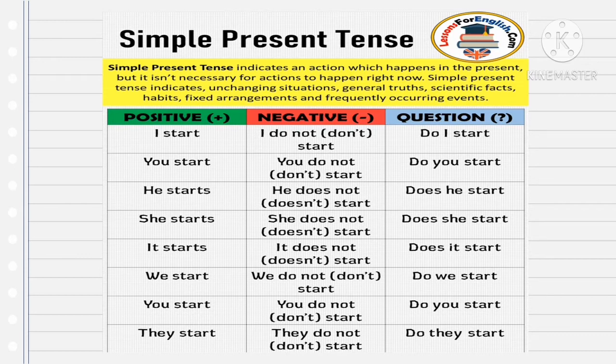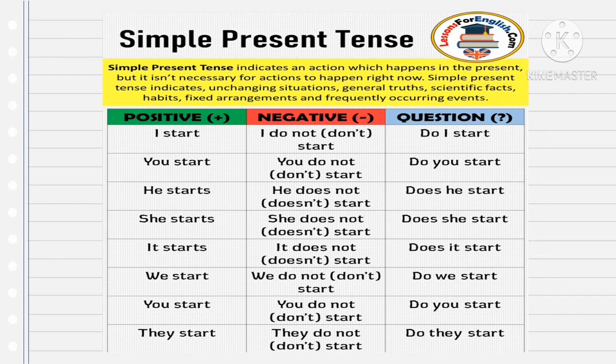So, in this slide, I'm going to give you a little discussion on the use and definition of simple present tense as well as the subject and verb agreement. Let's start with the definition of simple present tense. Indicates an action which happens in the present, meaning to say in the present time at the time of speaking. It also indicates unchanging situation, hindi nagbabagong situation, general truths, scientific facts, habits, fixed arrangements, and frequently occurring events, probably habits. Okay? So, that is the use of a simple present tense.